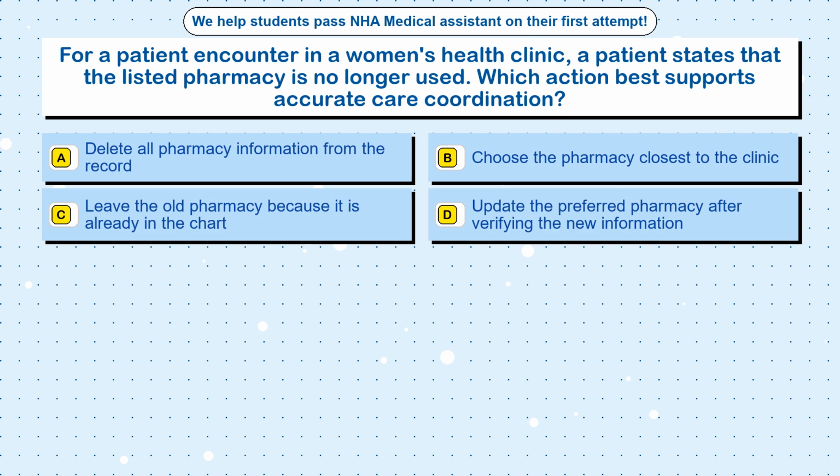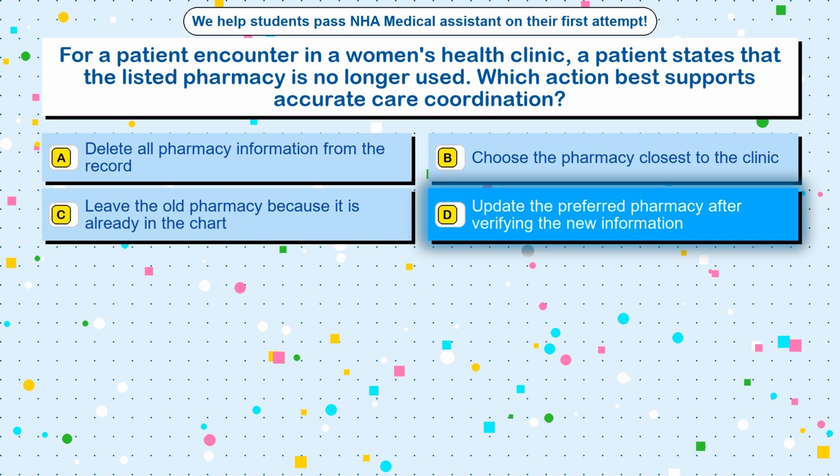For a patient encounter in a women's health clinic, a patient states that the listed pharmacy is no longer used. Which action best supports accurate care coordination? Option A, delete all pharmacy information from the record. Option B, choose the pharmacy closest to the clinic. Option C, leave the old pharmacy because it is already in the chart. Option D, update the preferred pharmacy after verifying the new information.